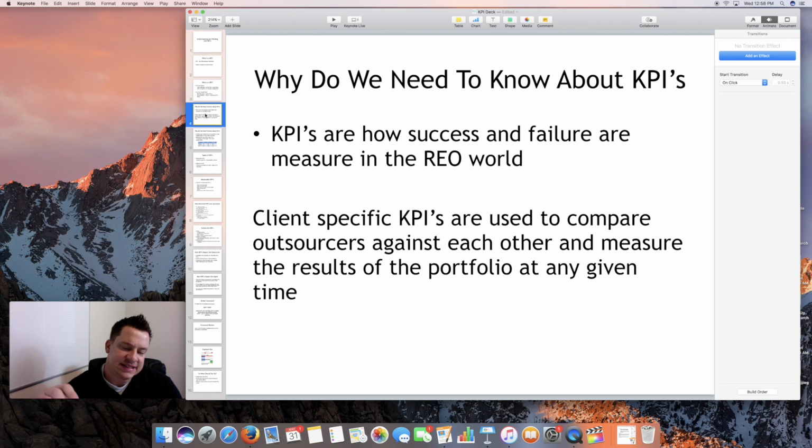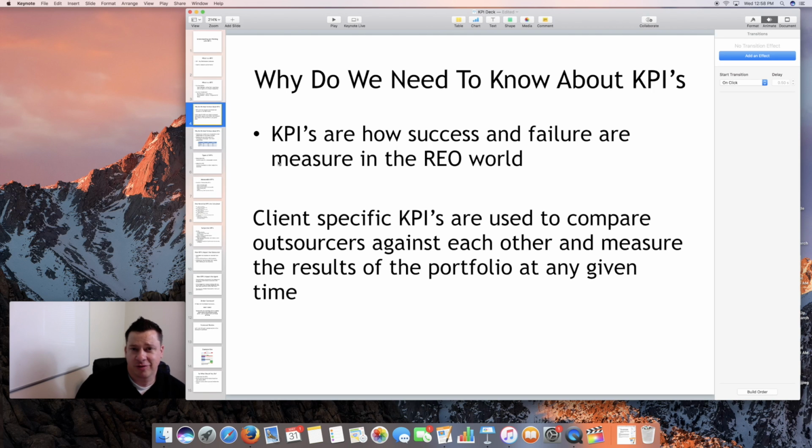But the minute you bring a second outsourcer into the mix, now how do you compare the two? And the only way you can compare the two is to have specific sets of measurement. Now, again, they could be subjective, like we talked about, or they can be measurable, like we just did an example of, right? But that is how success and failure are measured in the REO world. We're going to establish goal KPIs, the client is, and then the outsourcer is going to report back their results, and they're either going to meet their KPIs, exceed their KPIs, or they're going to fall short, and then that's going to be an indicator of performance for the client, okay? So client-specific KPIs are used to compare outsourcers against each other, and I'm going to show you what that means.